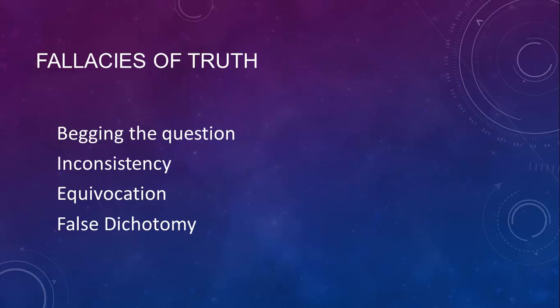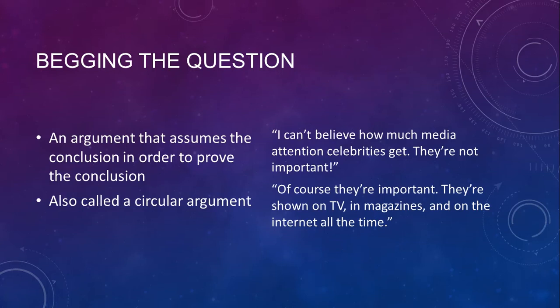These are fallacies of truth. Okay, so begging the question. An argument that assumes the conclusion in order to prove the conclusion is begging the question. It's also called a circular argument. Here's a couple of examples. "I can't believe how much media attention celebrities get. They're not important." So there's the conclusion to be established, and here's a counter-argument: "Of course they're important. They're shown on TV and magazines and on the internet all the time."